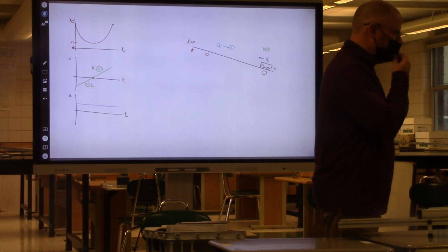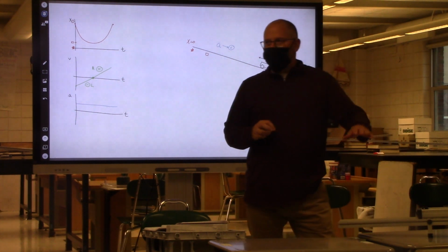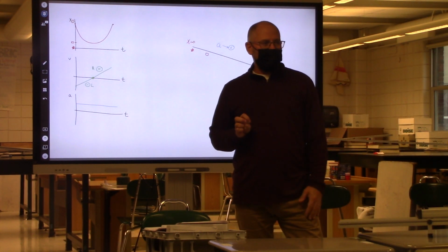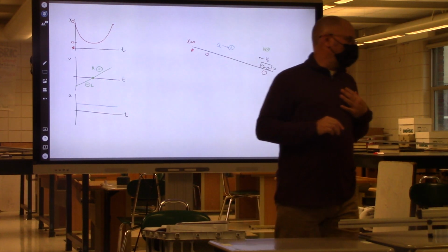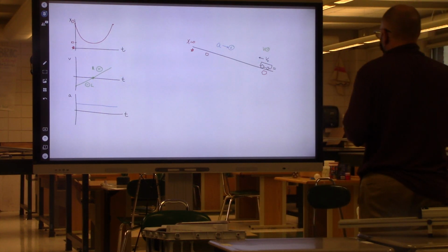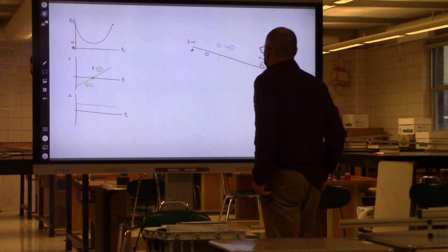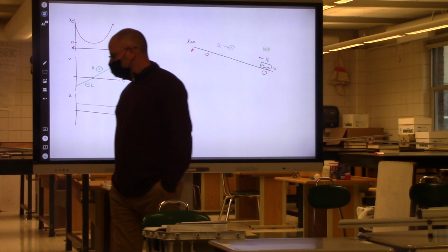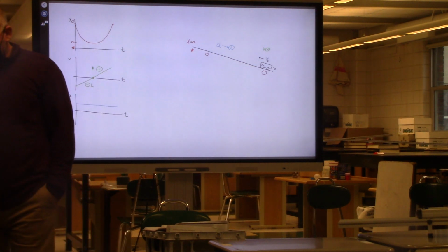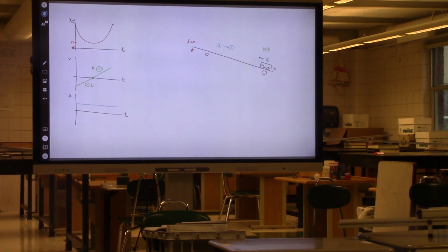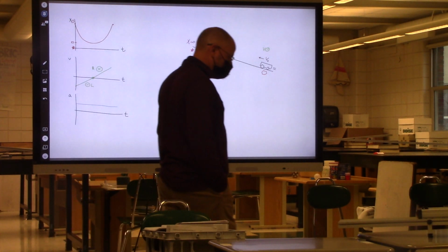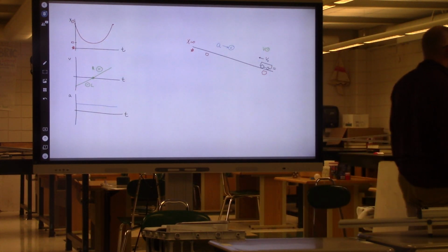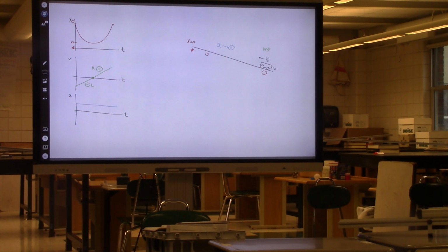I would like you to answer this question. Do you think it spends more time on the way up or more time on the way down? All right, so check with your neighbor on this one. More time on the way up, or more time on the way down? Check your neighbor, yeah. It has to start from the base, like almost.